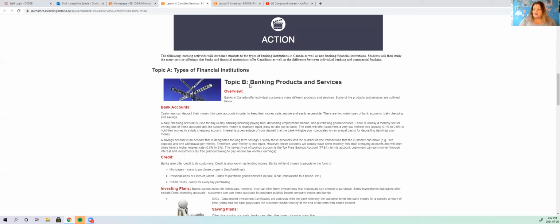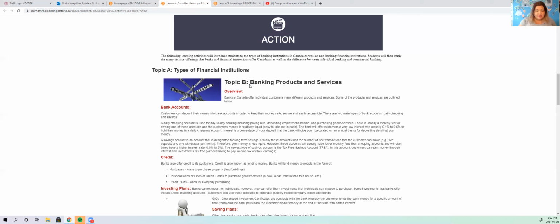Overview. Banks in Canada offer individual customers many different products and services. Some of the products and services are outlined below. Bank accounts. You may already have one of these yourself, but if you don't, your parents probably will. Bank accounts hold our money. There are two different kinds of bank accounts, and actually there's more about that, but the most common types are checking and savings accounts. There are major banks in Canada, which we get into a little bit later on in this lesson, and you will learn about that. So bank accounts hold our money.